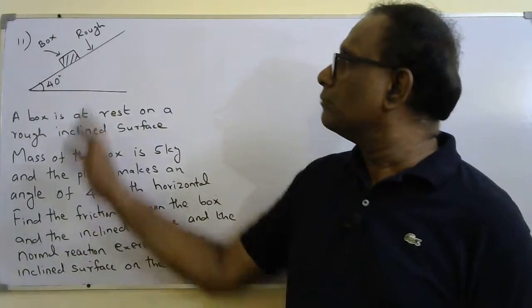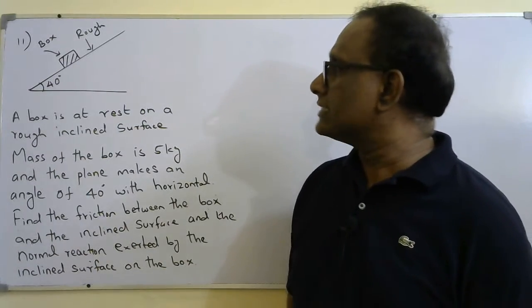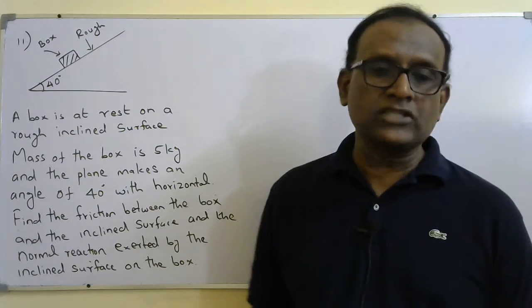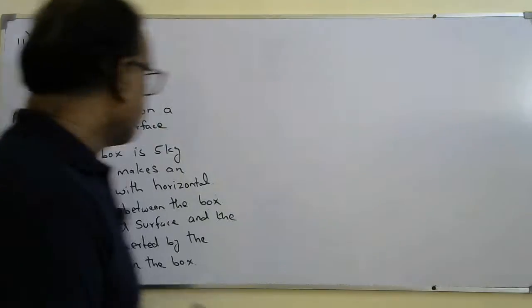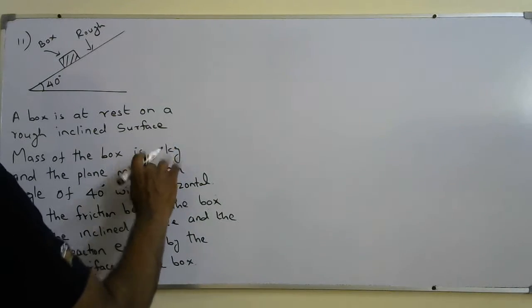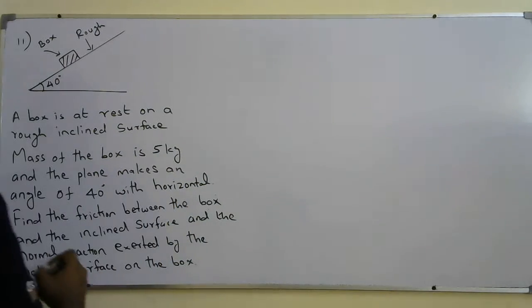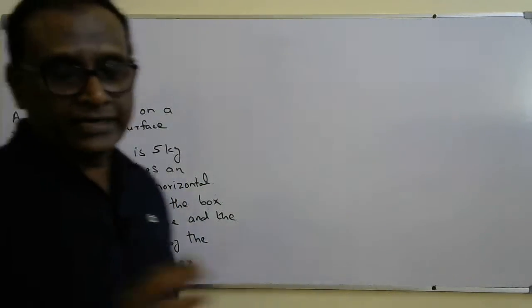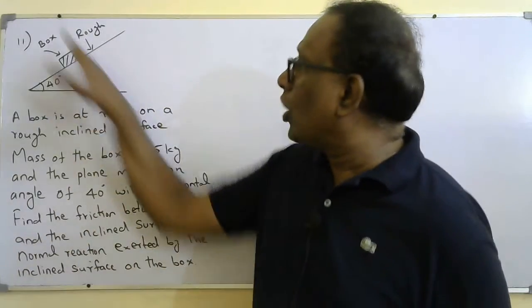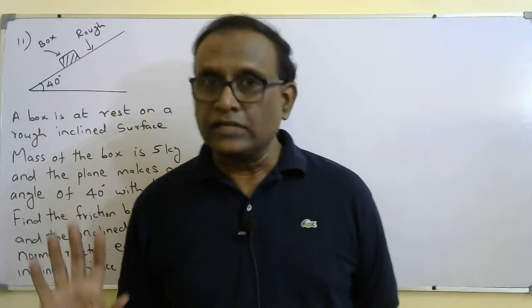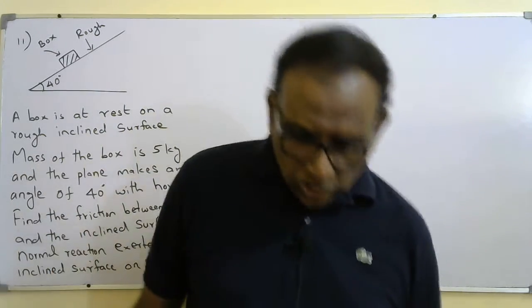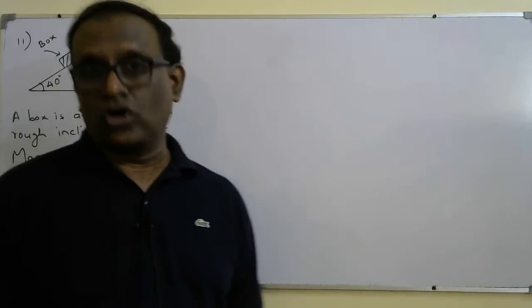Okay, so here a box is kept on a rough inclined surface which makes an angle 40 degree with horizontal. Mass of the box is 5 kilogram. The question is, find the friction exerted by the inclined surface on the box and the normal reaction. Here also the total moment about any point must be equal to 0, but without using the principle of moment, I can solve it, right?